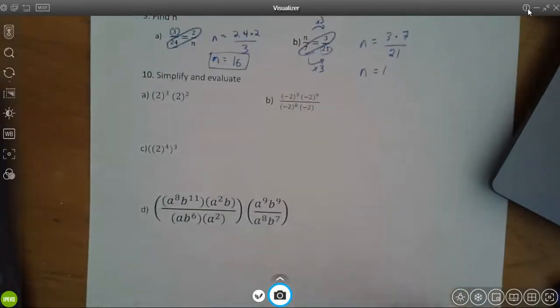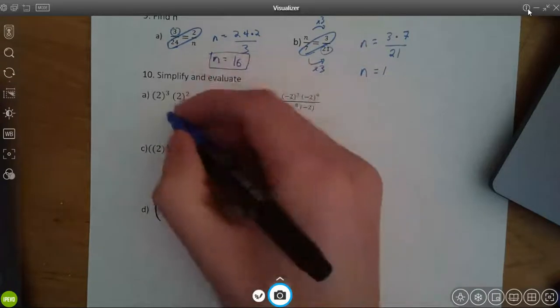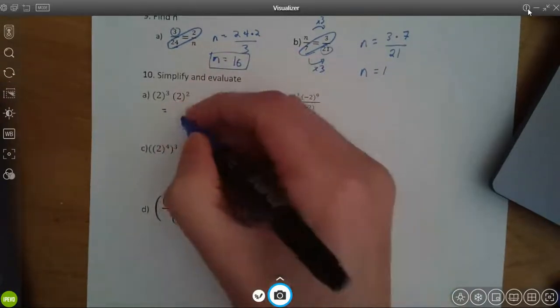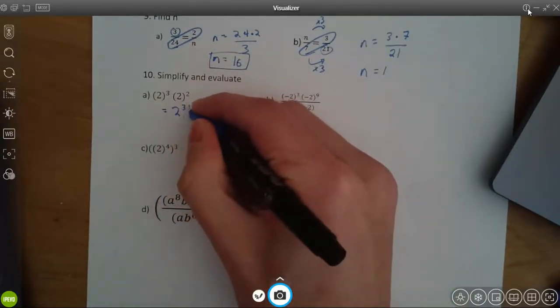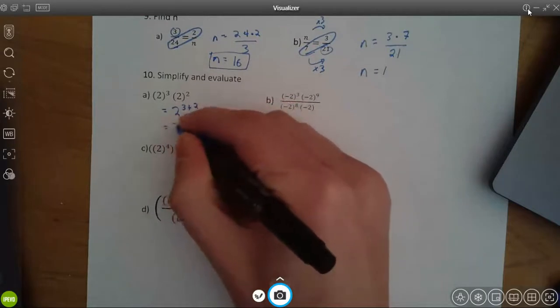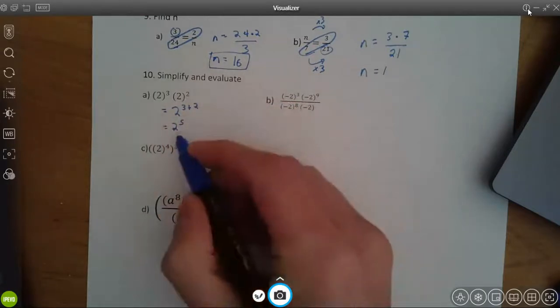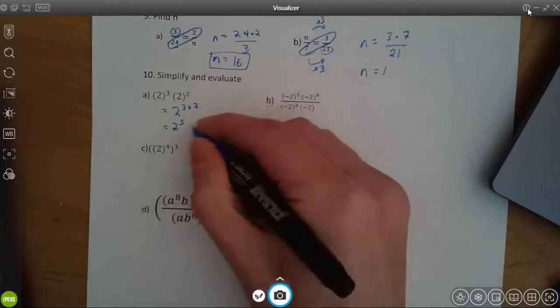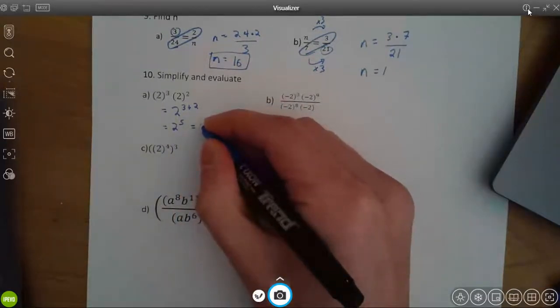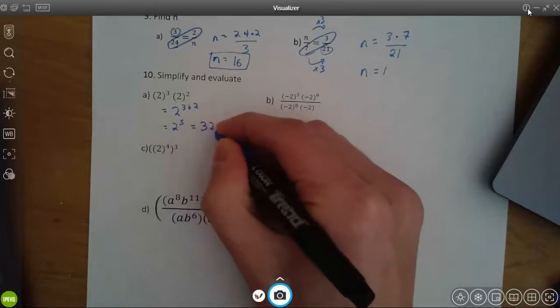Now we're going to apply our exponent rules in the last question, question 10. If I'm multiplying exponents with the same base, I'm adding the exponent. 3 plus 2 is 5. So that's writing as a single power. That's simplifying. I want to see that first. And then evaluating, you could either use your calculator or you can multiply 2 5 times in your head, which equals 32.